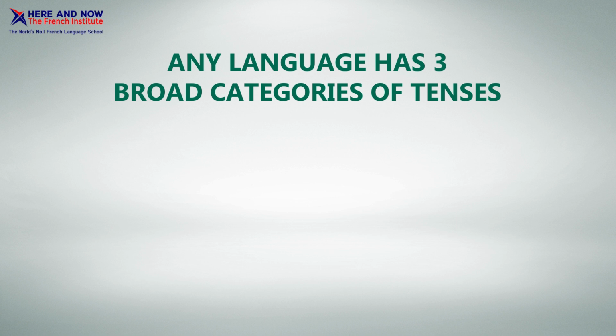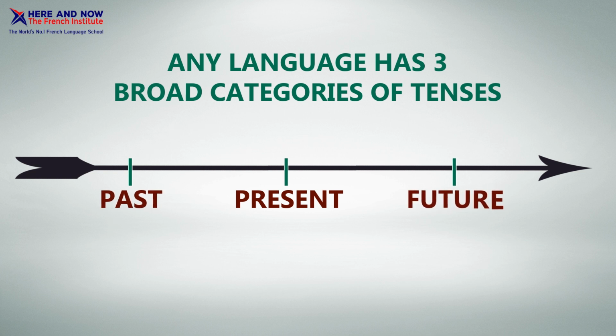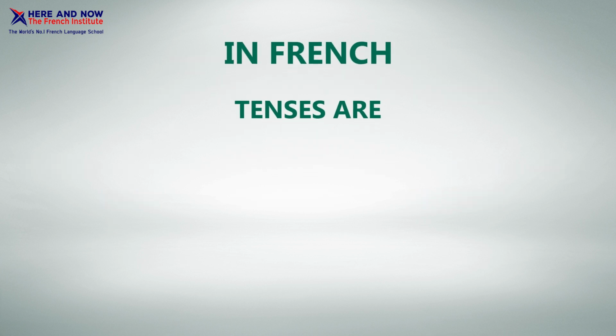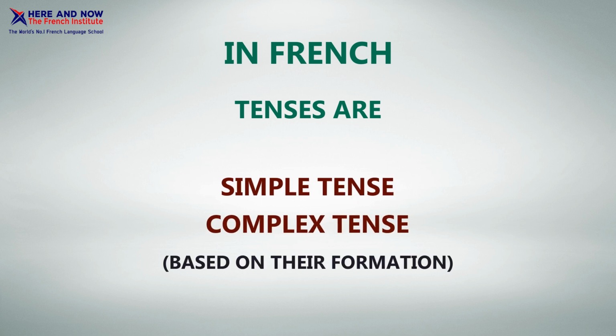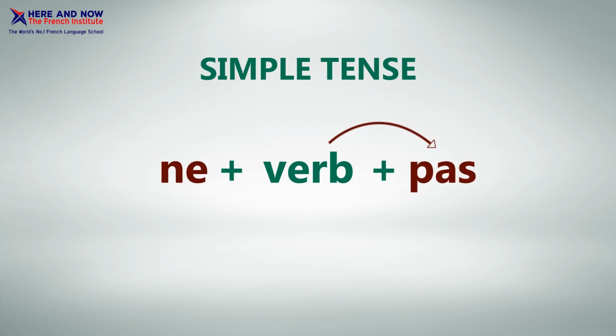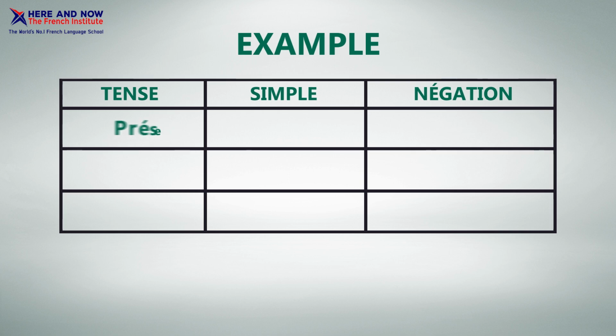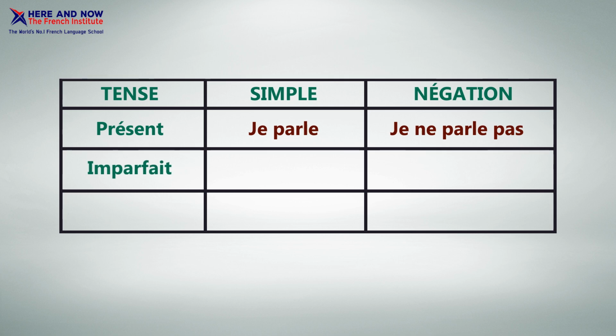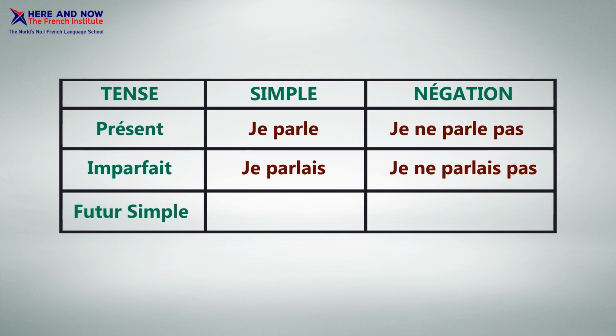Number 4. Negation in various tenses, both simple and complex. In any language, there are 3 broad categories of tenses: present, past, and future. In French, tenses are either simple or complex, based on their formation. In a simple tense, ne is placed before and pas is placed after the verb. Examples: present. Je parle, je ne parle pas. Imparfait, je parlais, je ne parlais pas. And future, je parlerai, je ne parlerai pas.